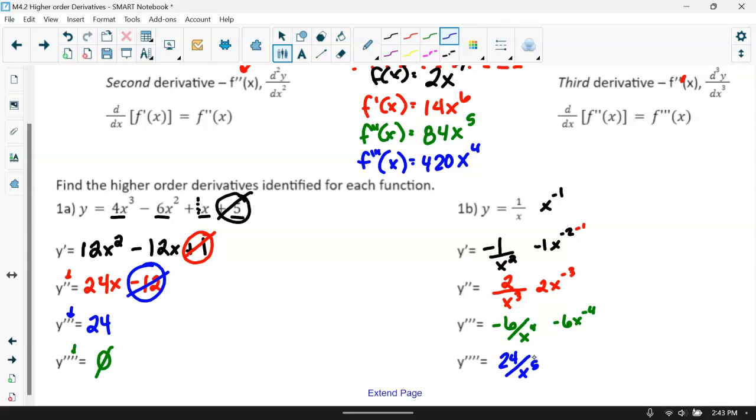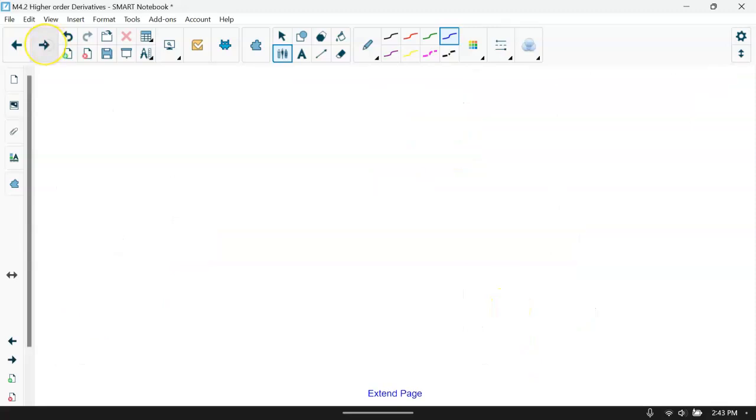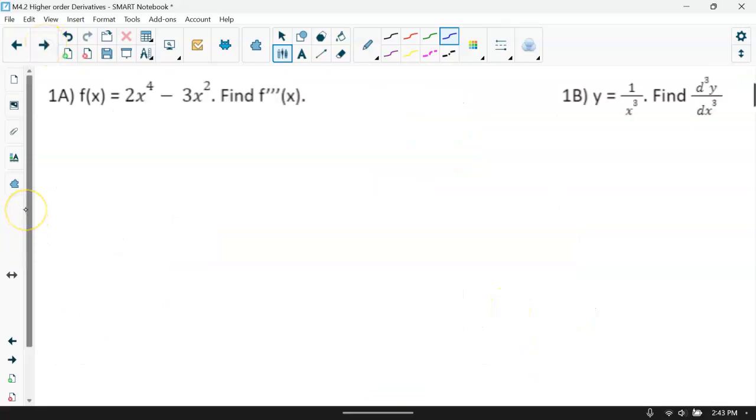Again, notice it's just higher order. Just keep on with the derivative, building one on the other. So go ahead and pause the video and do these two you-tries on your own.